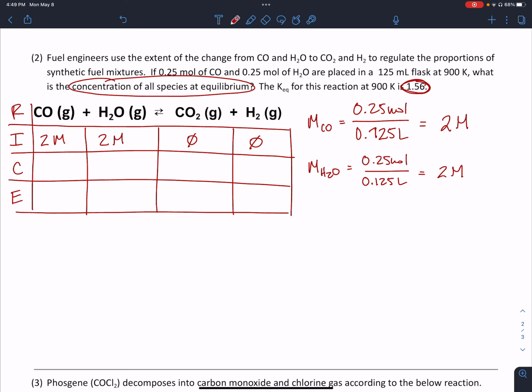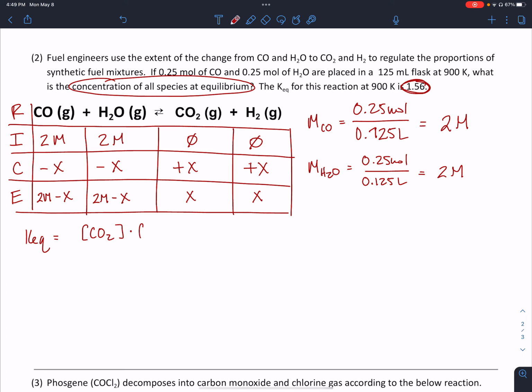Our change is going to be minus X, no coefficient for CO, so no extra number there, minus X for H2O, plus X, and plus X. So at equilibrium, I'll have 2 molar minus X for my amount of CO, 2 molar minus X for my amount of H2O, and then X and X. Now, unlike the last problem, we don't know anything about these amounts. So we're not going to be able to solve for X with a given amount. Instead, we're going to need to use our KEQ expression. So let's write that.